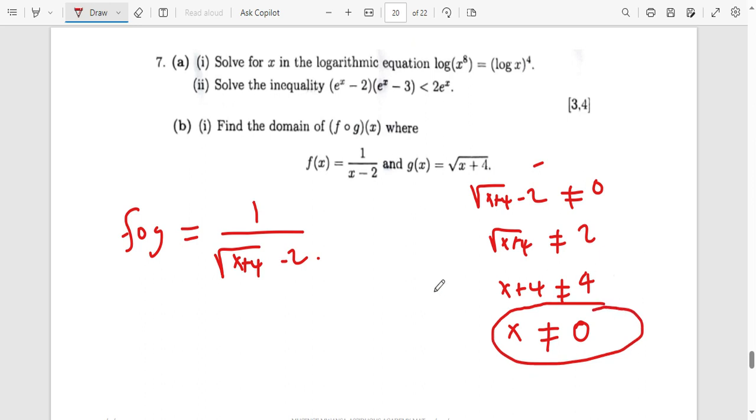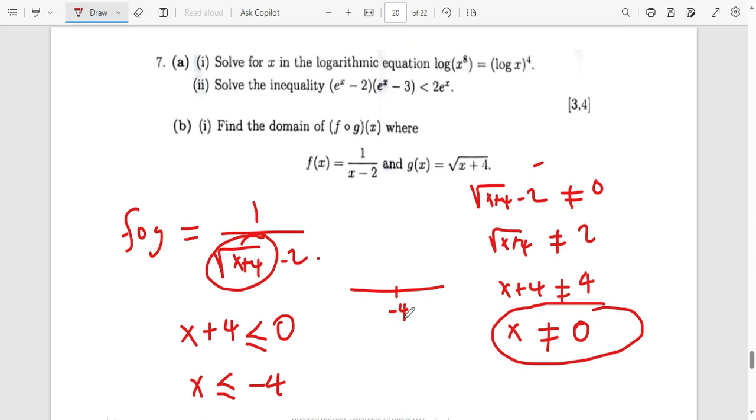But even if it's like that, also what is in the root, x plus 4, can never be negative, meaning that x plus 4 can never be less than 0. It can be anything that is positive but not a negative number. What does that mean? That means that x can never be less than negative 4. If you put this on a number line, if negative 4 is here, you are saying that x should always be bigger than or equal to negative 4.